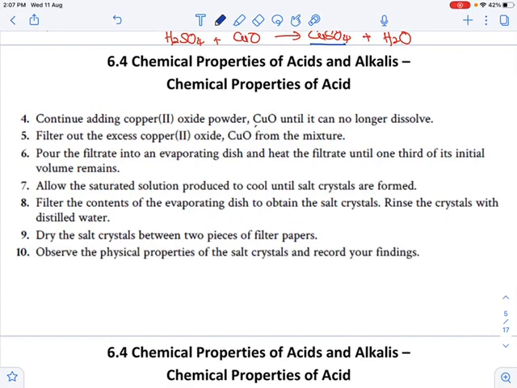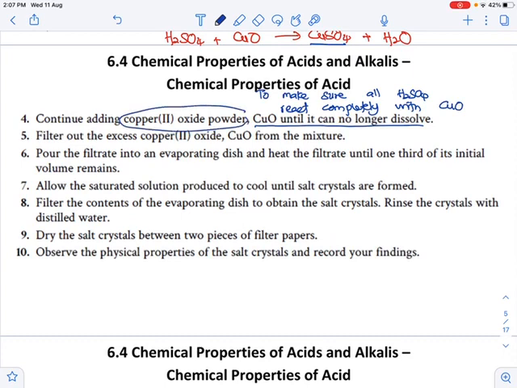What is the purpose of adding copper(II) oxide until it no longer dissolves? It is to make sure all the sulfuric acid reacts completely with copper(II) oxide. It means that the copper(II) oxide here is in excess.